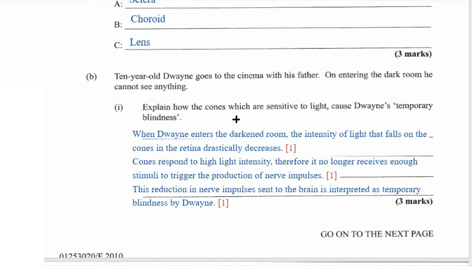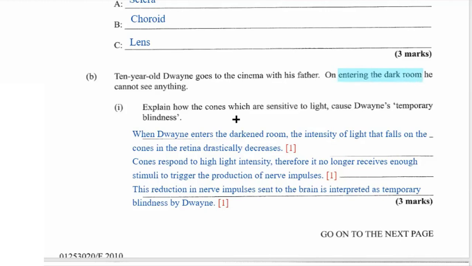Even if it's nighttime, he would have been outside. There's a lot of artificial lighting. There would have been light around. So he's going from light to dark. Explain how the cones, which are sensitive to light, cause Dwayne's temporary blindness. Now this is important because the cones are not the only reason for his temporary blindness, right?